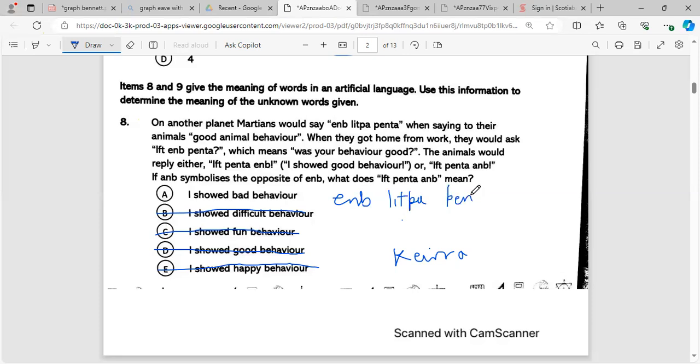So let us figure out what this means, what they said, right? They say another planet Martian would say da da da da da when saying to their animals good animal behavior. So I could call this good. So this is animal. So this one would be behavior now. So penta behavior.